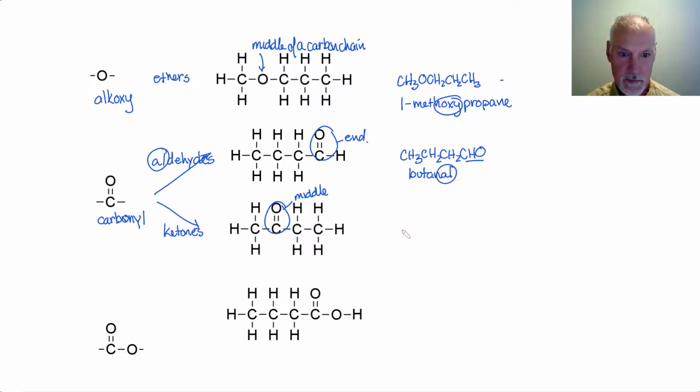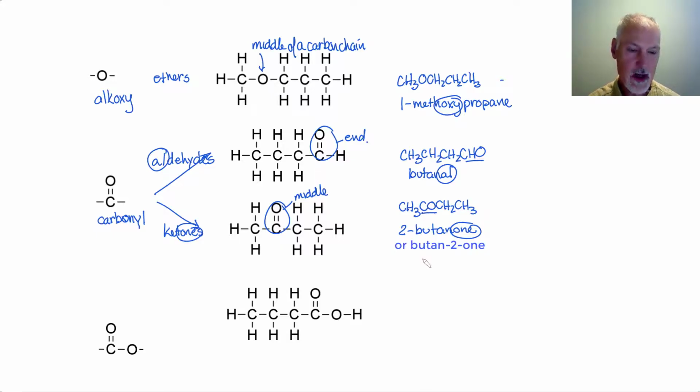This one in the middle, we would call 2-butanone. And the one on the end matches with ketone. As far as a condensed structure, we would write it as CH3, CO, CH2, CH3. So this CO combination in the middle of a condensed formula is my key to recognizing it.